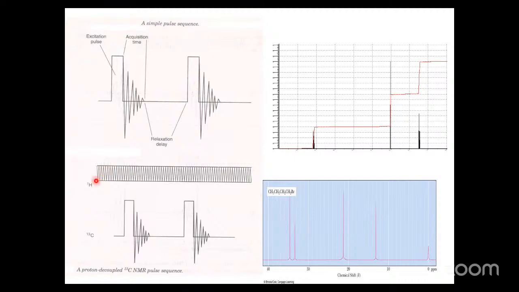But here, the second pulse will irradiate the H1 nucleus. They will transition between alpha and beta spin, and hence carbon-13 will not find any nucleus for coupling. So all these multiplets will turn into singlets. So this is the spectrum of 1-bromobutane.